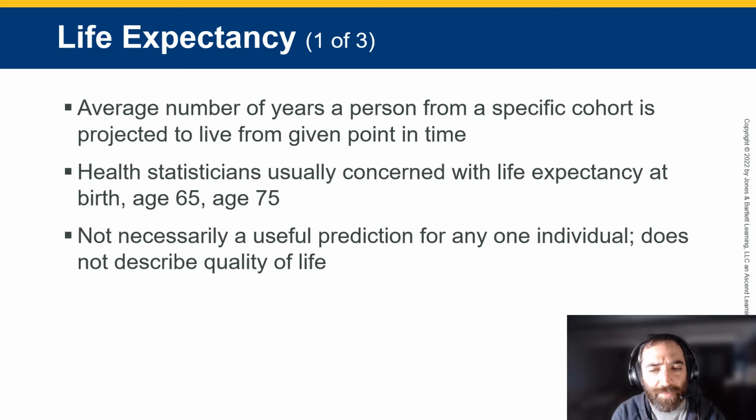So it's not necessarily a useful prediction of any one individual, and it does not describe quality of life. From a person-to-person perspective, your life expectancy is not necessarily an accurate way of predicting how long you're going to live. I was born in 1980, and the life expectancy then for men was 76, so I should not necessarily just expect to live to be 76, because it's an average.